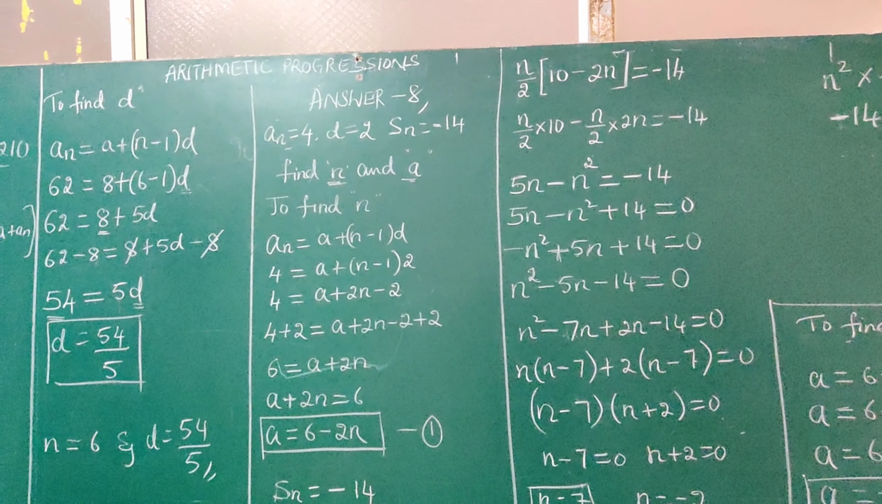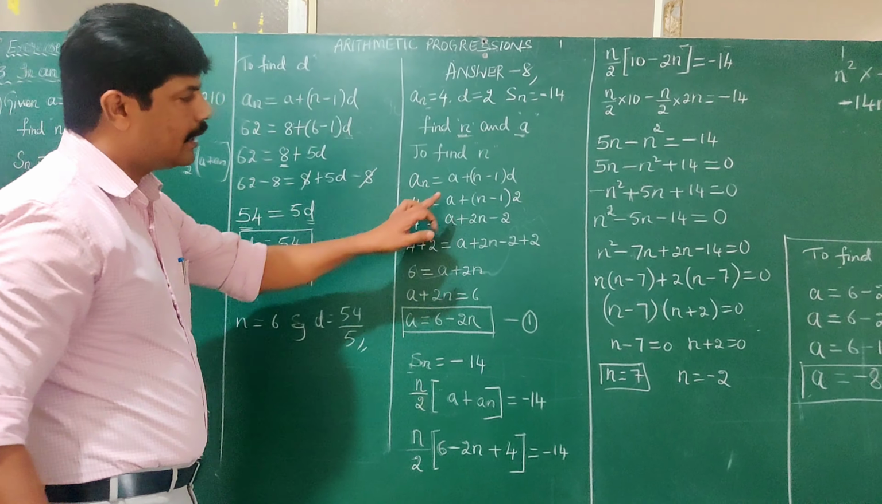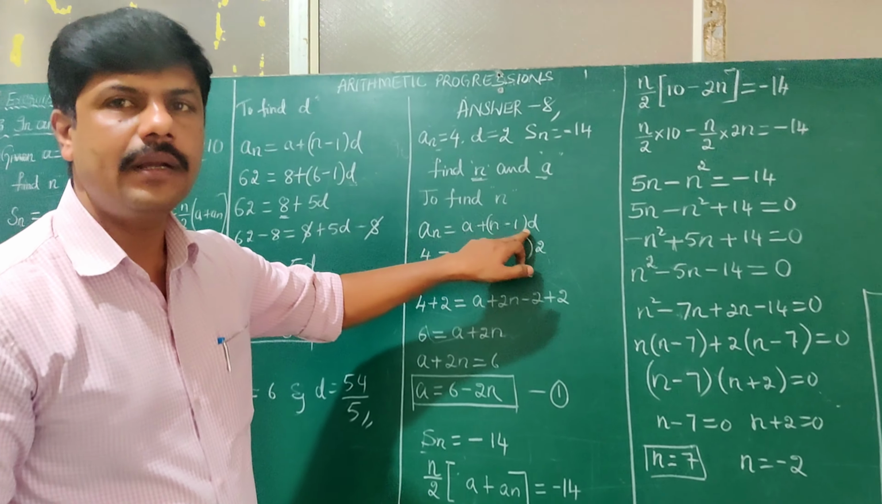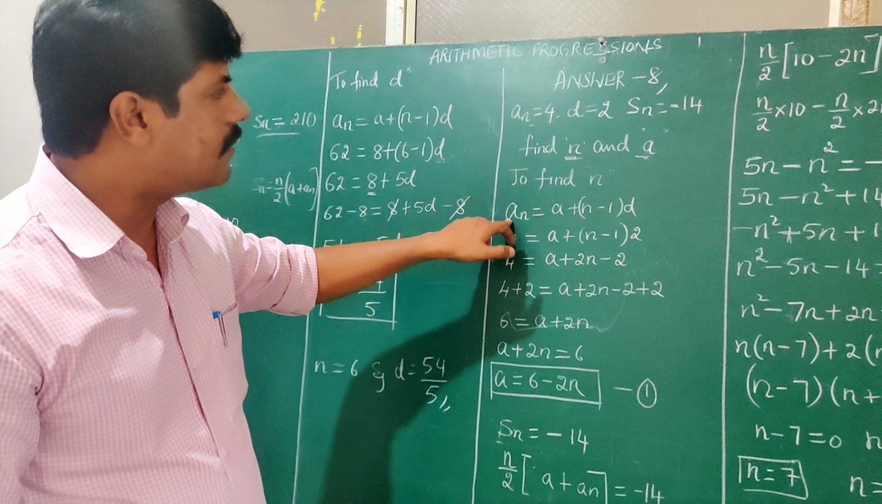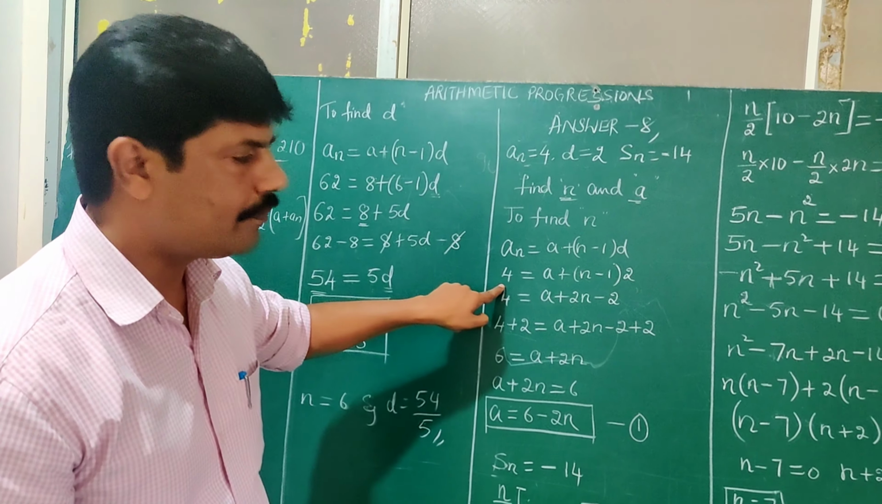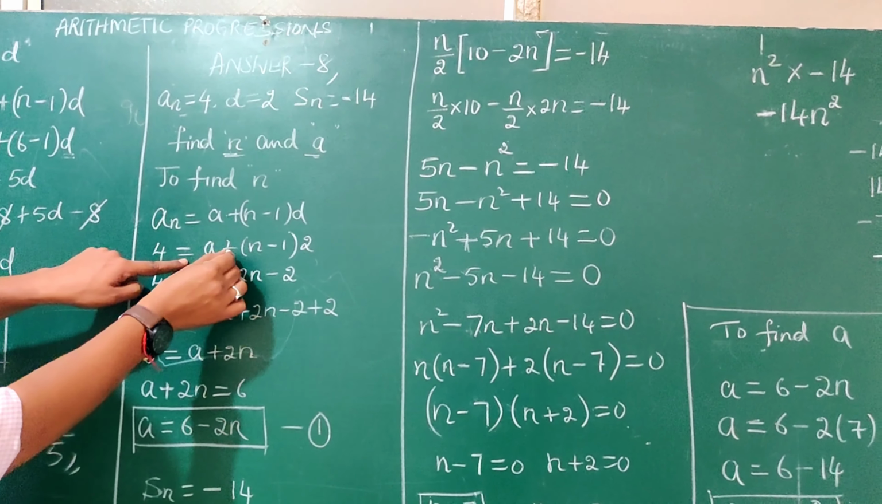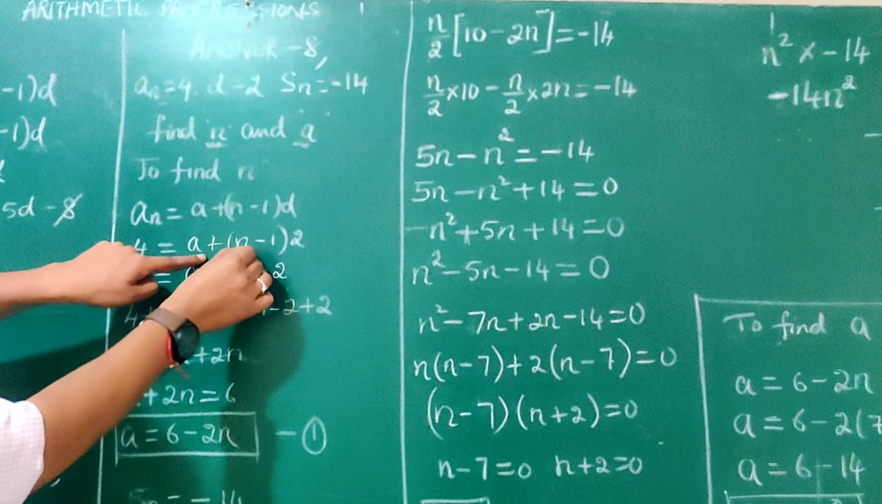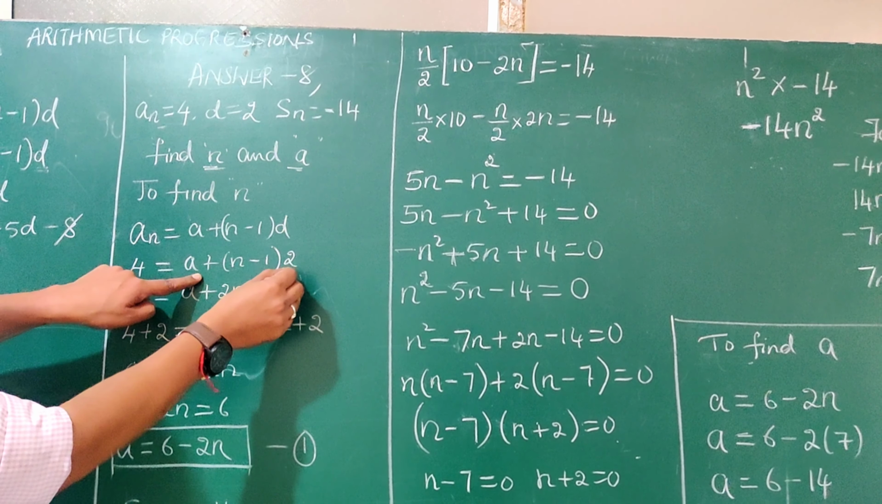An equals 4. So take an. What is the nth term formula? An is equal to a plus n minus 1 into d. And whatever value is given, we just substitute. An value is 4. Substitute here. 4 is equal to a, we don't know, so keep as it is, plus n, we also don't know, keep as it is, n minus 1 into d, value we know, substitute here 2.